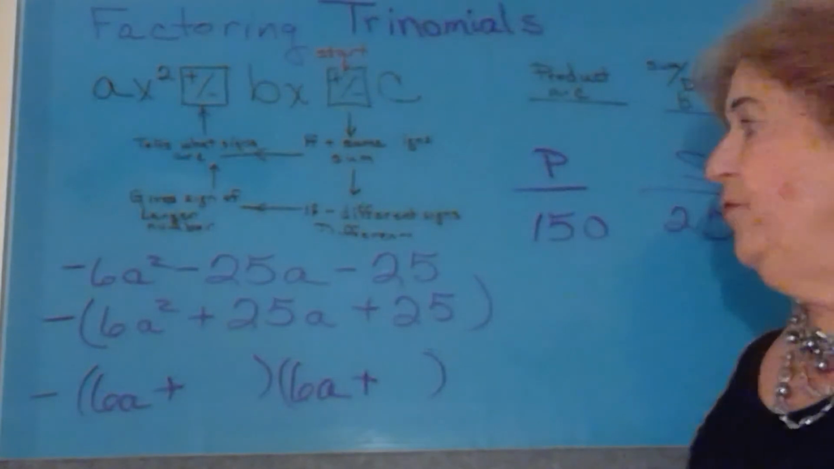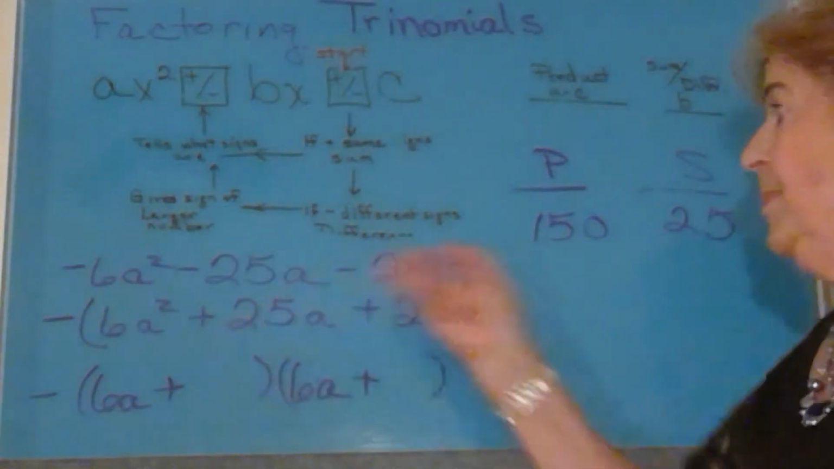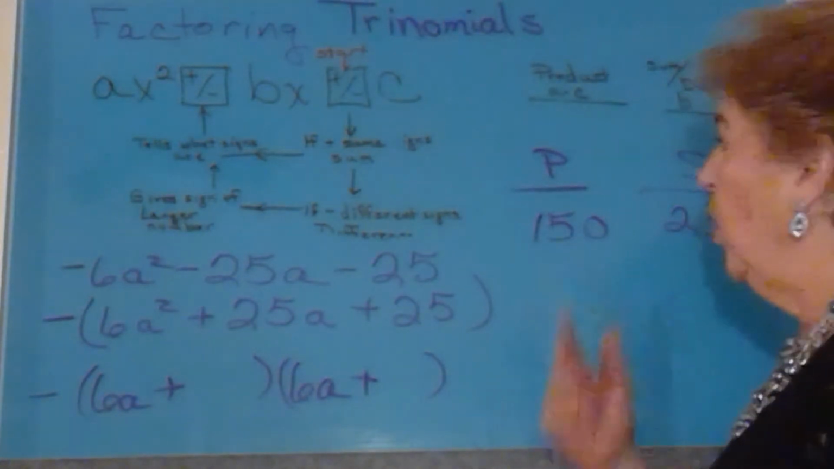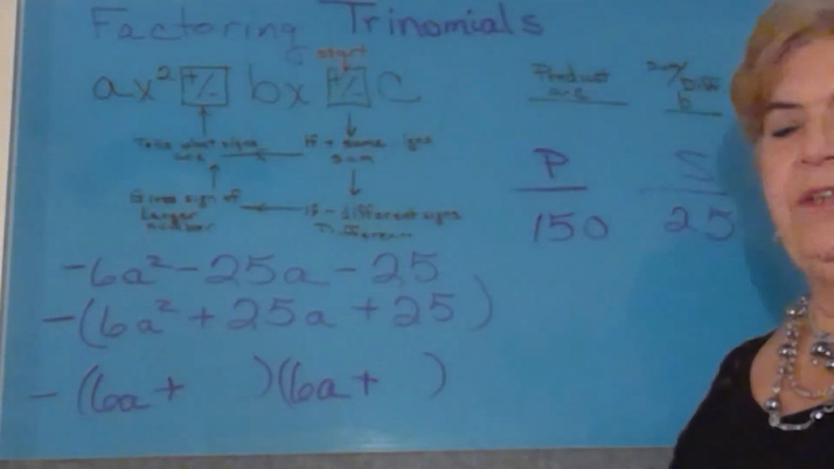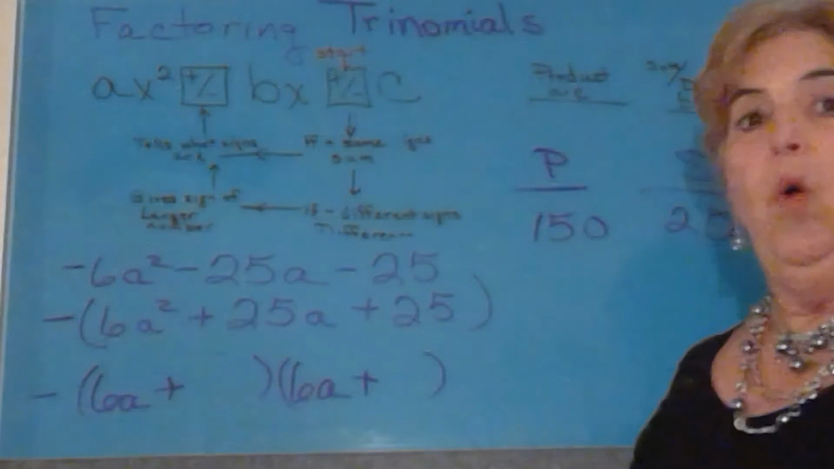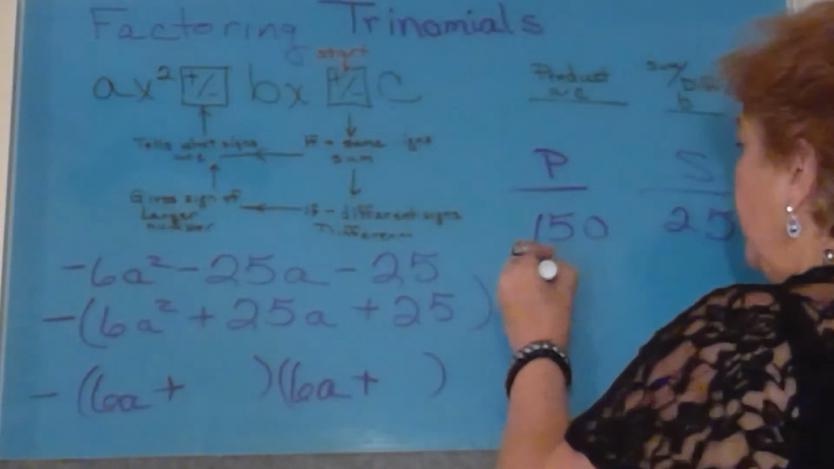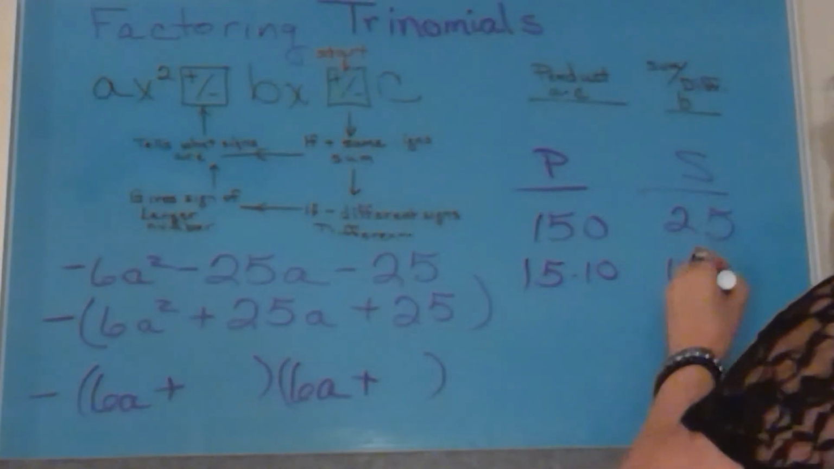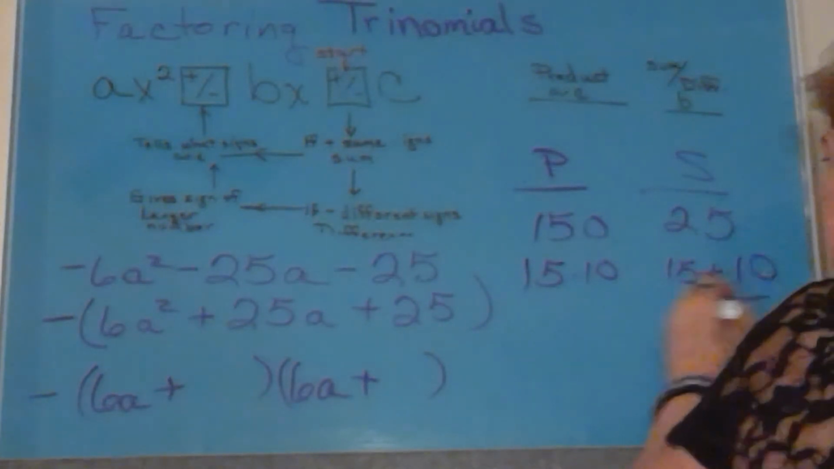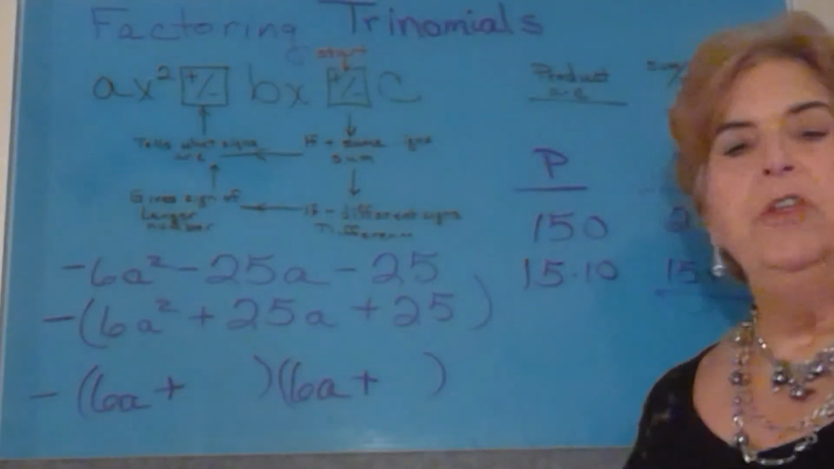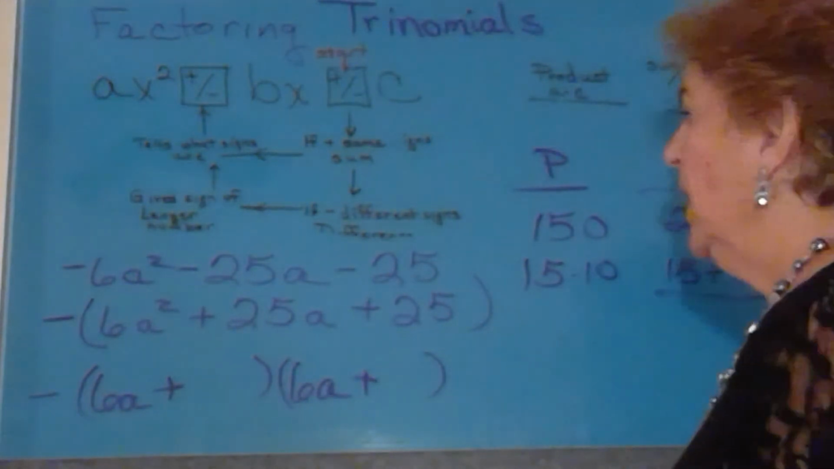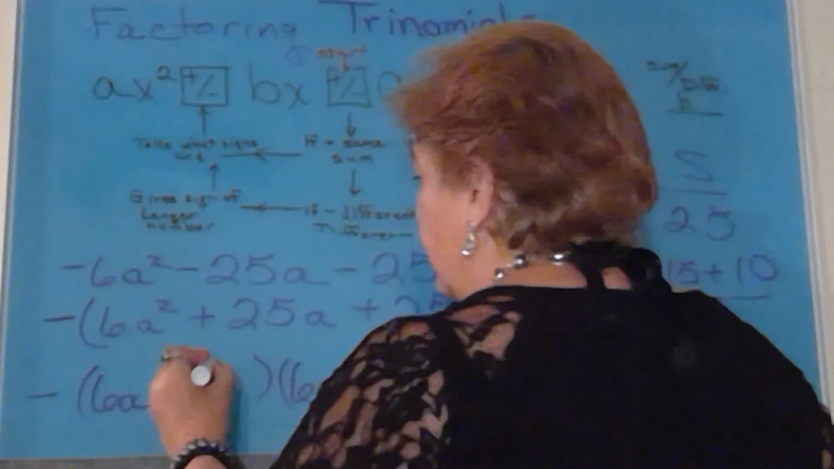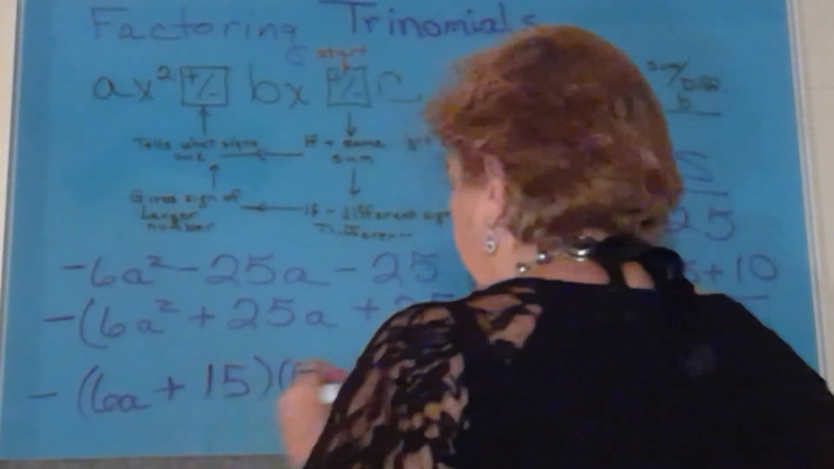Well, if you look at 150, it's not going to be 6 times 25. That's not going to give us a sum. But what else factors into 150? Well, 15 times 10 and 15 plus 10 gives me 25. So I have 15 and 10. They're both plus signs, so it doesn't matter where I put them. 15 and 10.